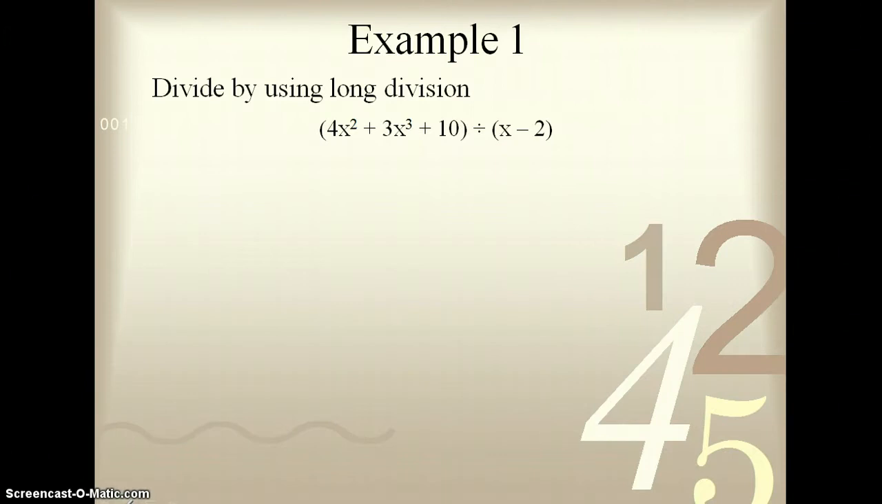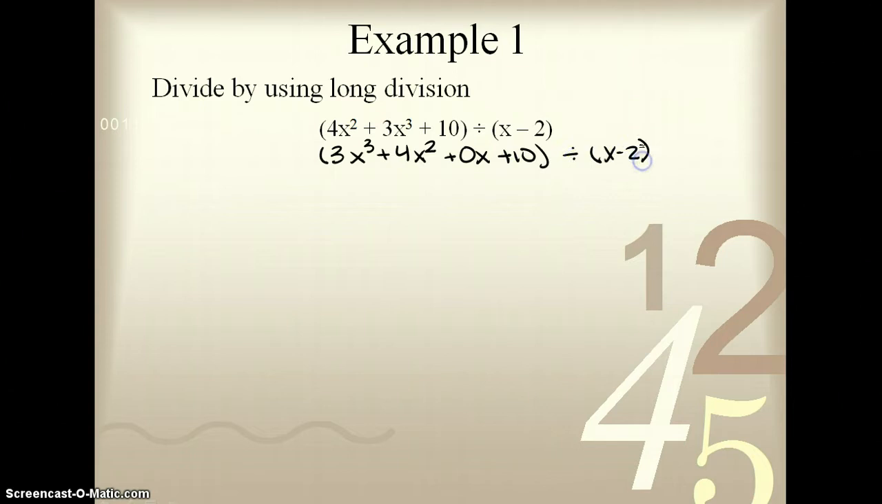The example says divide by using long division, so 4x squared plus 3x cubed plus 10, and we're going to divide that by x minus 2. The first thing that you want to do is to rewrite your polynomials into standard form. Therefore, the first one is going to be rewritten as 3x cubed plus 4x squared, plus 0x plus 10, and then we're going to be dividing that by x minus 2.